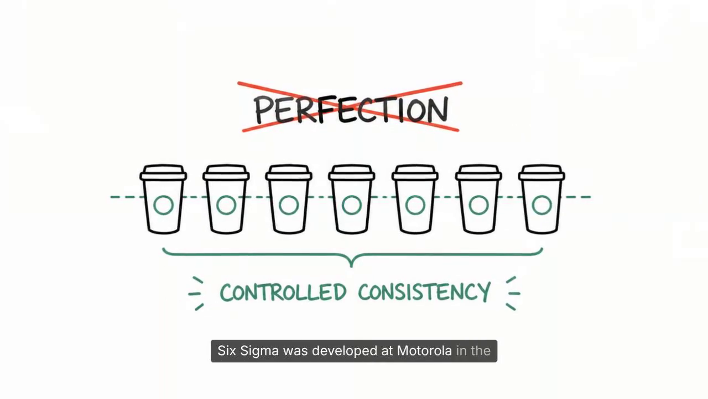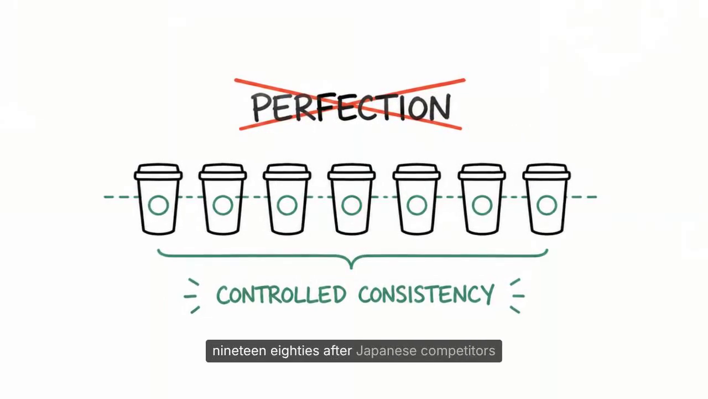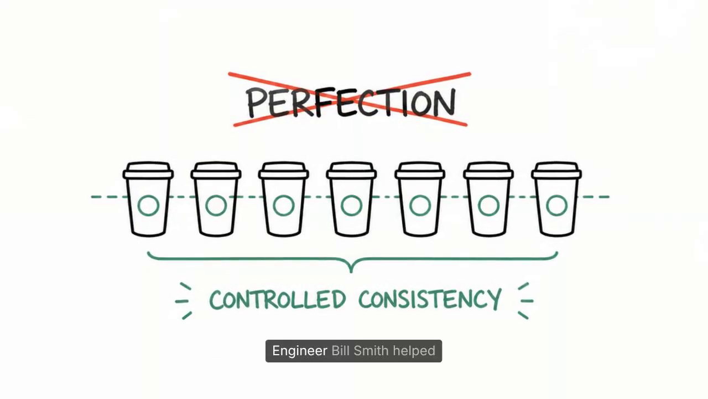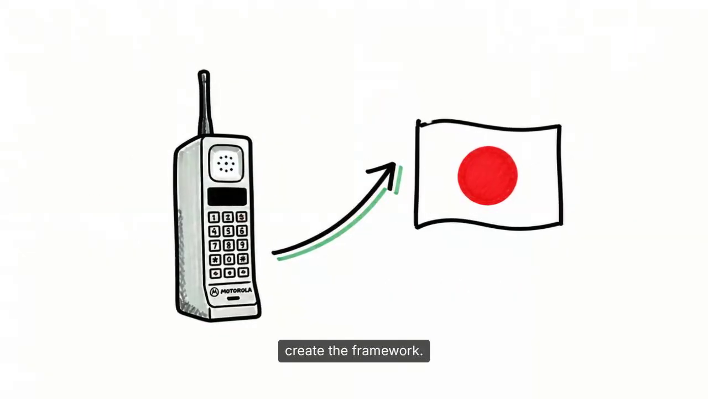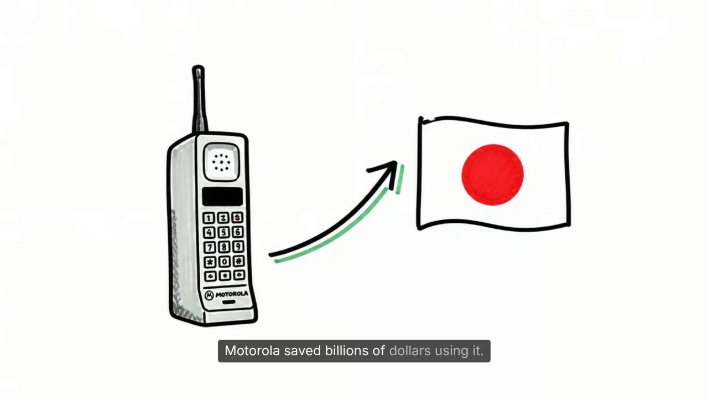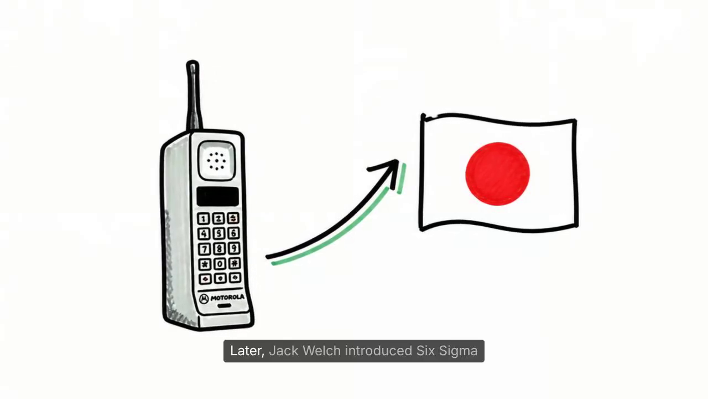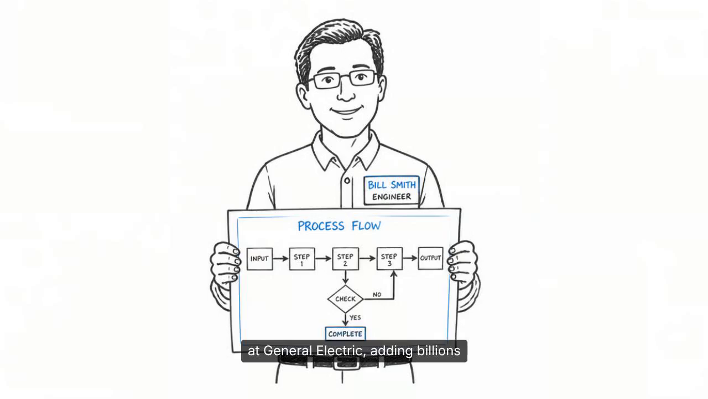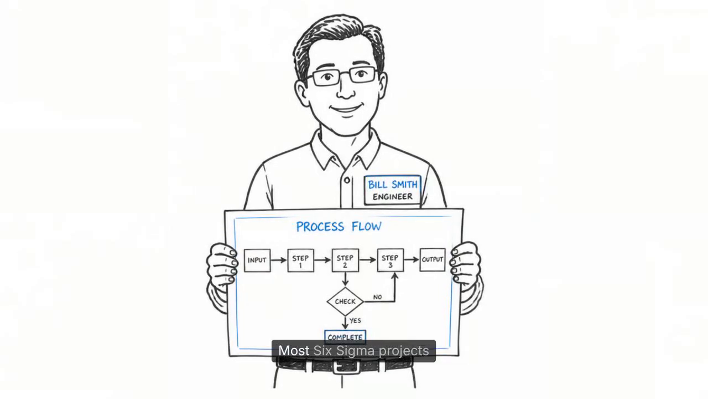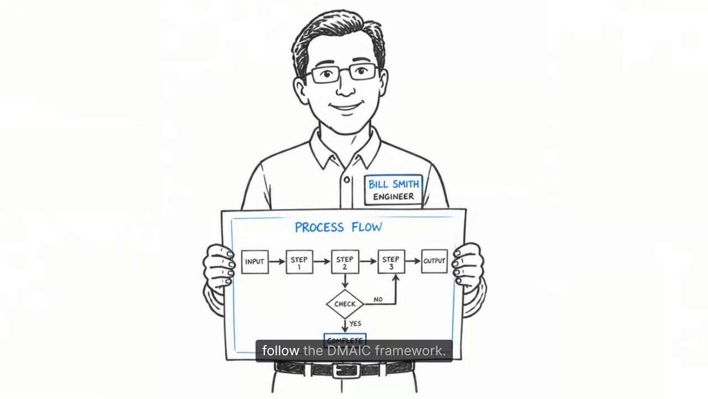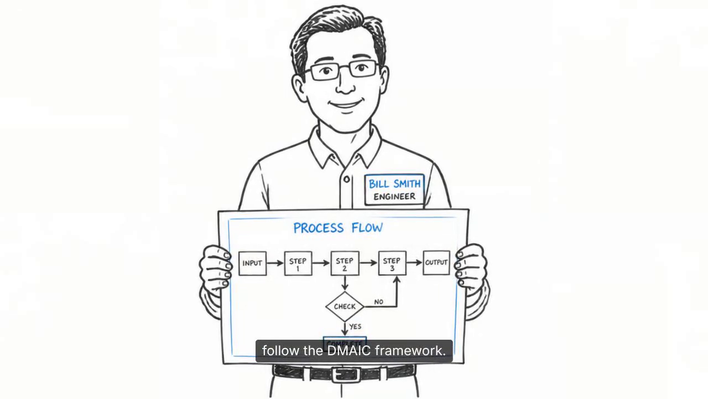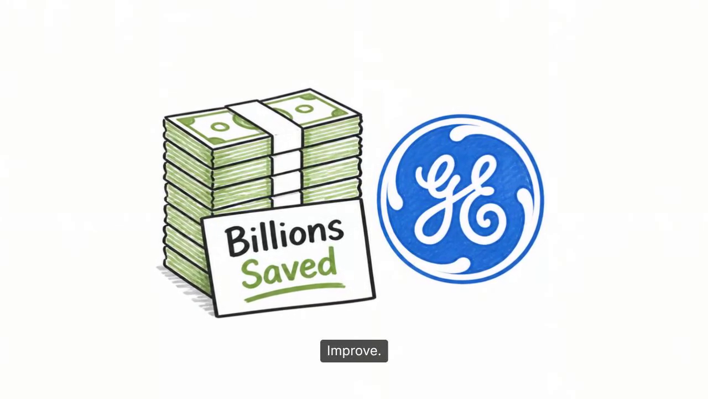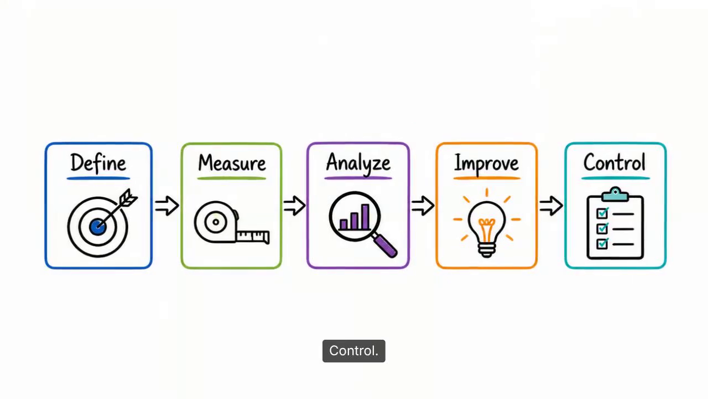Six Sigma was developed at Motorola in the 1980s, after Japanese competitors dramatically outperformed them on quality. Engineer Bill Smith helped create the framework. Motorola saved billions of dollars using it. Later, Jack Welch introduced Six Sigma at General Electric, adding billions more in operational improvements. Most Six Sigma projects follow the DMAIC framework. Define, measure, analyze, improve, control.